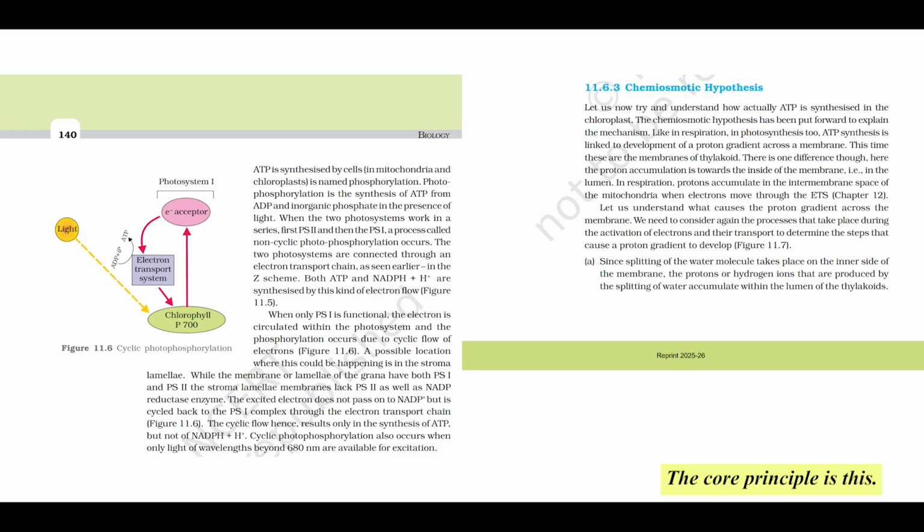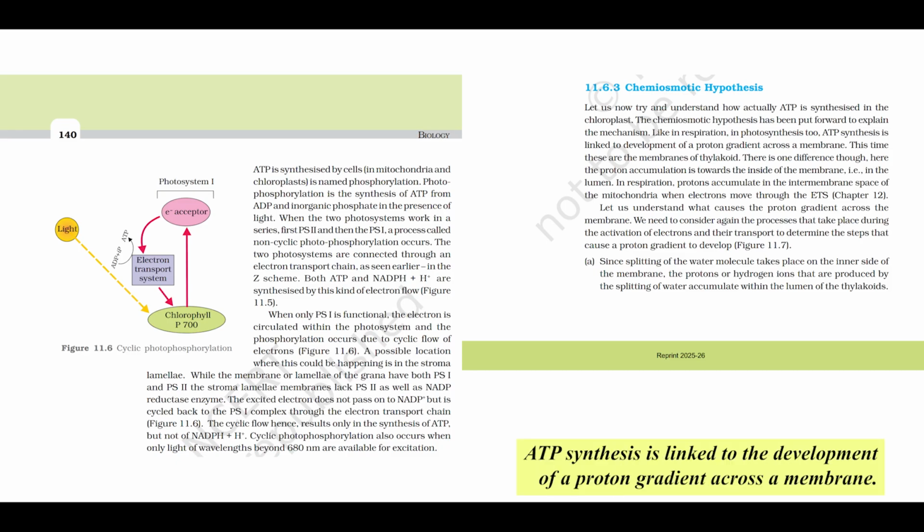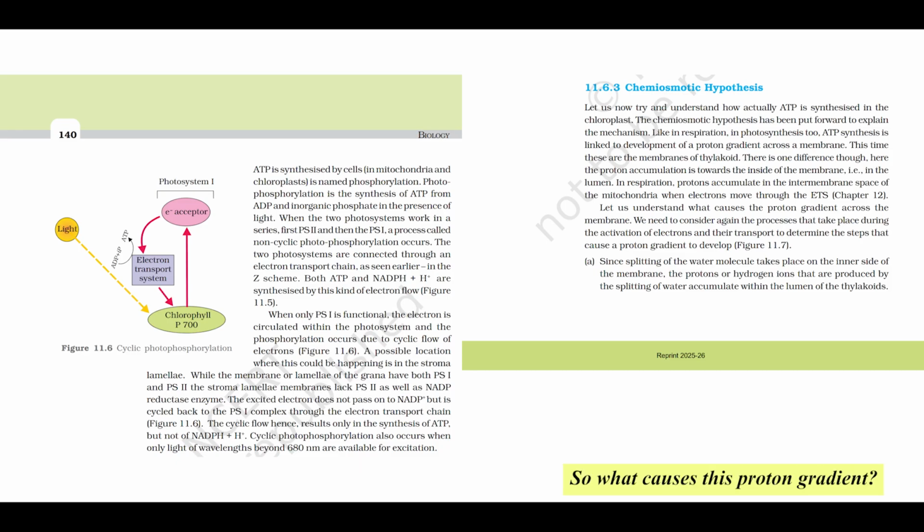The core principle is this. ATP synthesis is linked to the development of a proton gradient across a membrane. In chloroplast, this critical membrane is the thylakoid membrane. Protons, H+, accumulate inside the thylakoid lumen, creating a high concentration there compared to the stroma outside. So what causes this proton gradient? Why do protons build up inside the lumen? There are three main contributing factors.